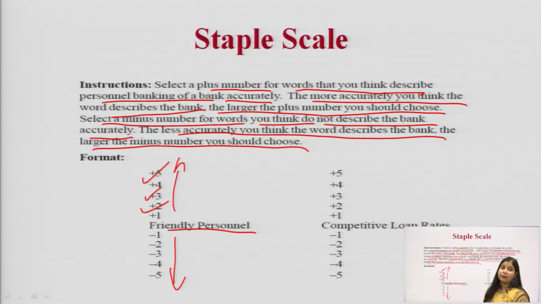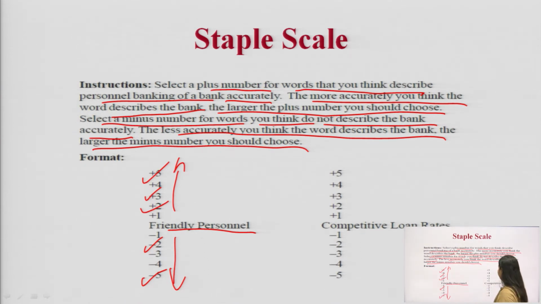In the same way, if you think the personnel or the staff is not very friendly, or you can say they are unfriendly, then if they are less unfriendly, you can choose this. But if you think the bank personnel is not at all cooperative and not friendly, extremely unfriendly, then you can choose this value, meaning -5.